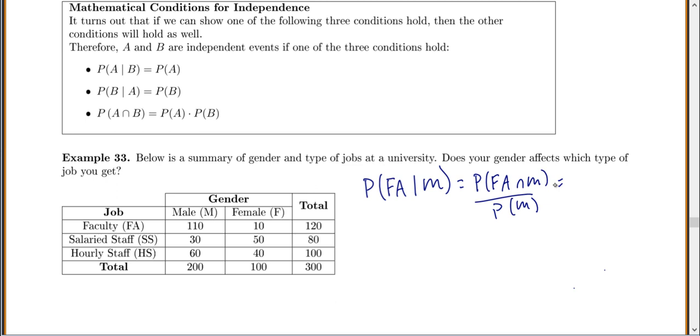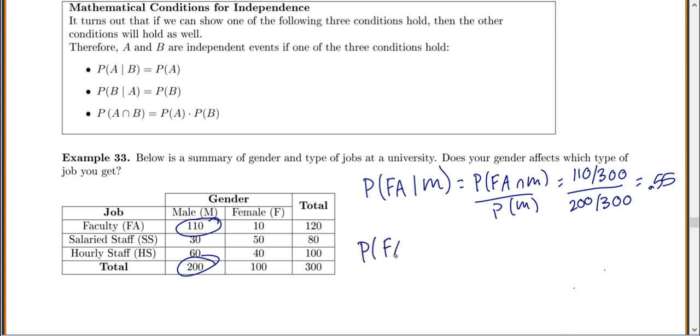Okay, so let's come over here and look. So faculty and male would be where they intersect, so 110. And since it's a probability, out of our total of 300. And total males are 200 out of 300. And this gives me 0.55. So this says if you're male, you have a 55% chance of being faculty at this university.